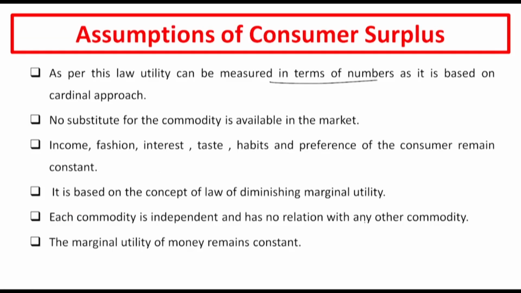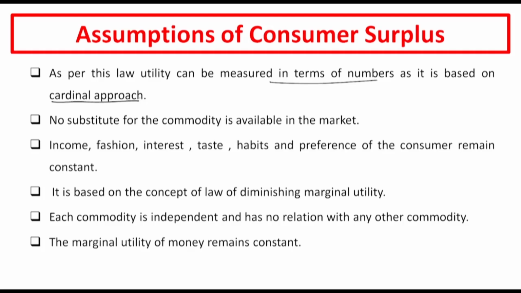Assumptions of consumer surplus. The very first assumption of this theory is that utility can be measured in terms of numbers, as it is based on the cardinal approach. The cardinal approach itself says that it is measured in terms of numbers because it is a quantitative phenomenon. Utility can be measured in terms of utils. That means the money spent by the consumer in purchasing the commodity.